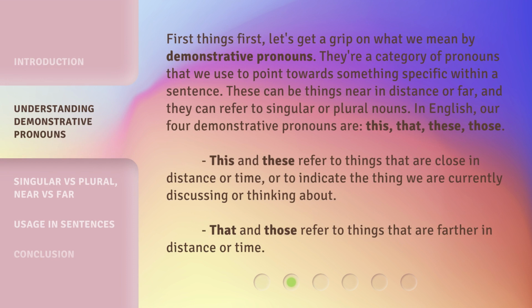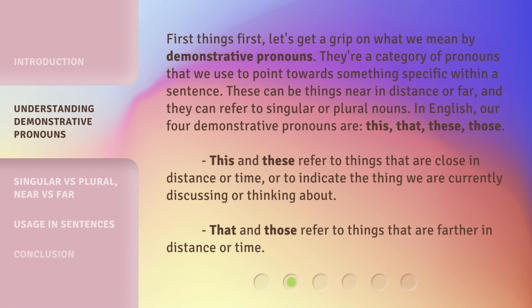First things first, let's get a grip on what we mean by demonstrative pronouns. They're a category of pronouns that we use to point towards something specific within a sentence. These can be things near in distance or far, and they can refer to singular or plural nouns. In English, our four demonstrative pronouns are this, that, these, those.